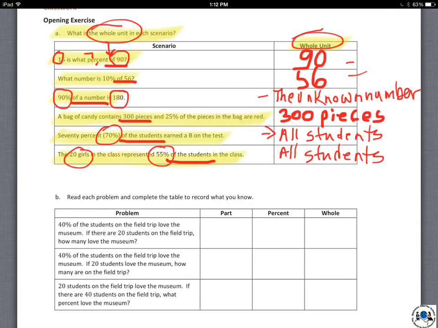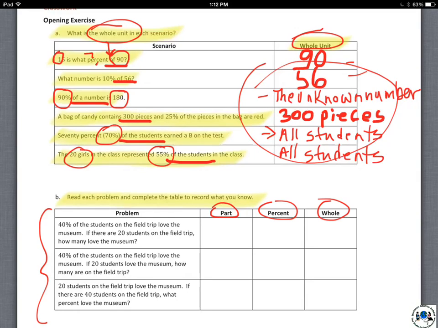Okay, let's move on here to B. And now B asks us to read each problem and complete the table to record what you know. Whereas up here we were looking only for the whole, or what the whole was represented as, down here we're going to look at the part. You have to identify in these scenarios the part, the percent, and the whole.